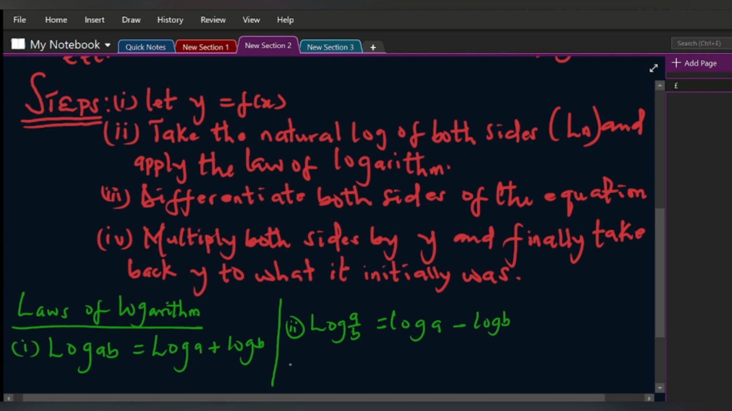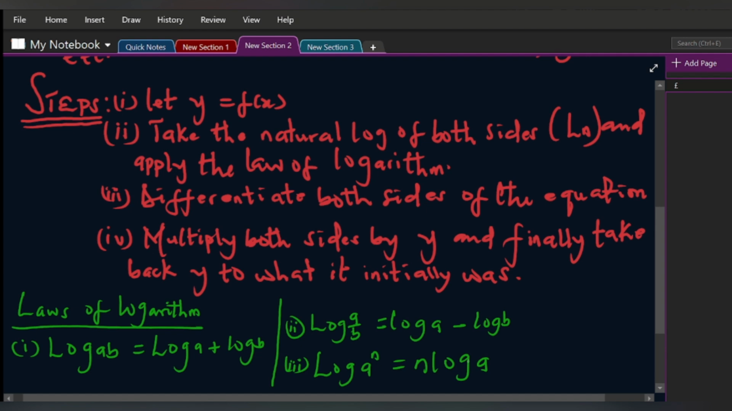Then finally, the power law of logarithm. As we go further in this video, I'll be making use of these three laws to solve problems under logarithmic differentiation. The last or the third law of logarithm is the power law, where you have the log of an expression raised to a certain power. This states that the power comes in front, n log A.